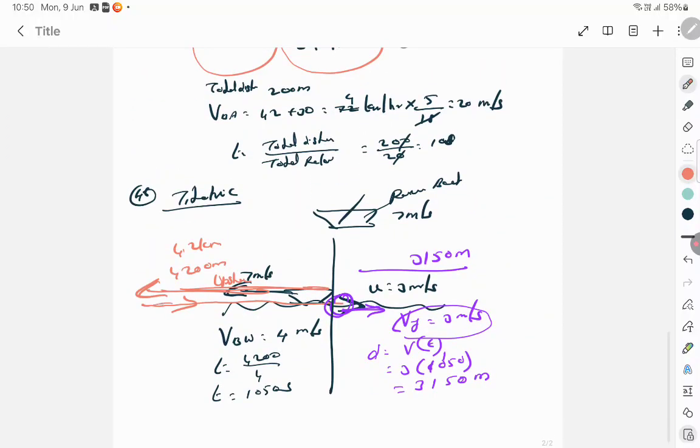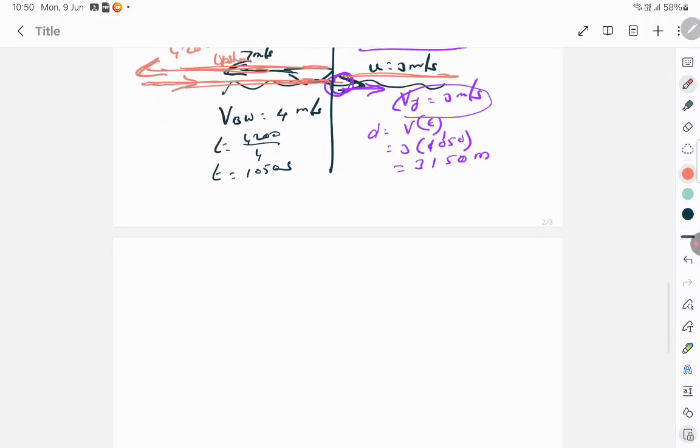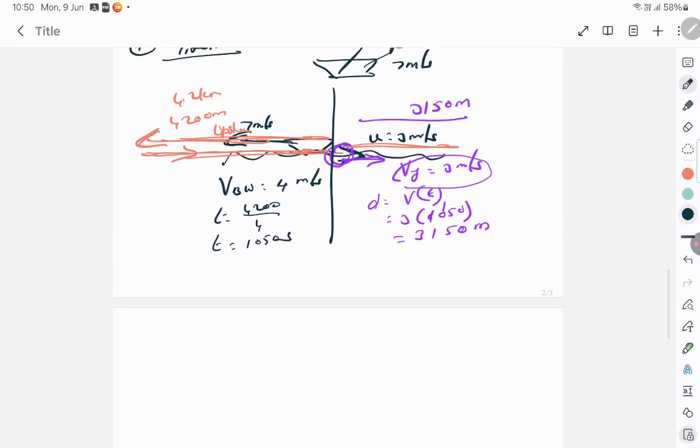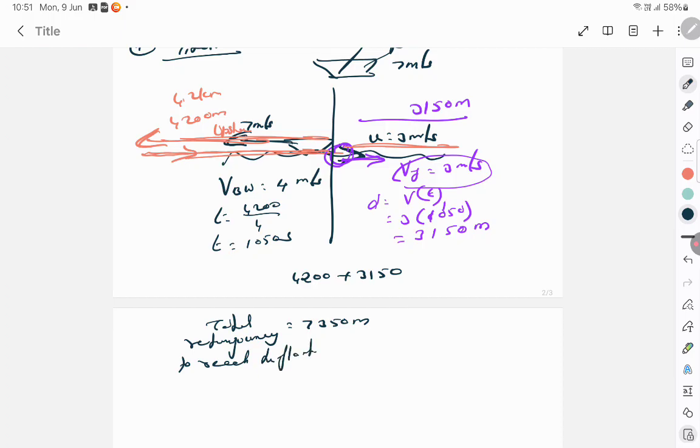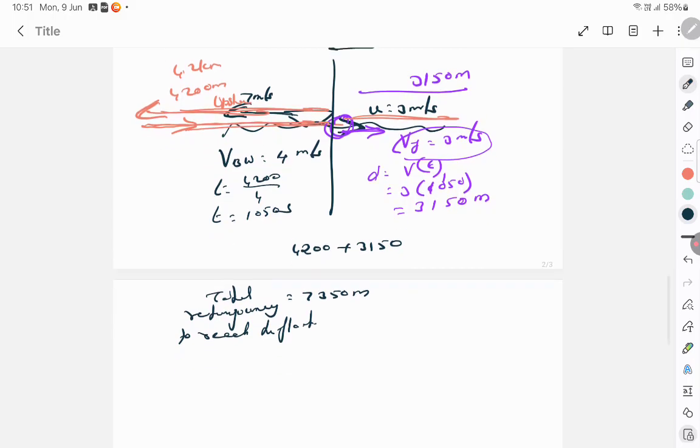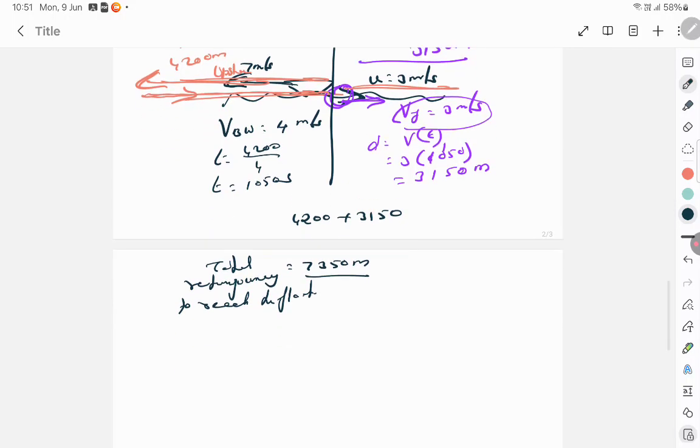Now when the boat takes a U-turn and comes back, it's going to travel this distance plus this distance. So the total distance covered now by the rescue boat which is coming back is 4,200 plus 3,150, which together is 7,350 meters. This is the total distance it has to cover in the return journey to reach the float. And the question is, how long will it take for the launch to reach the float?